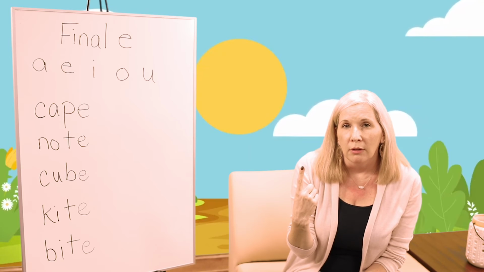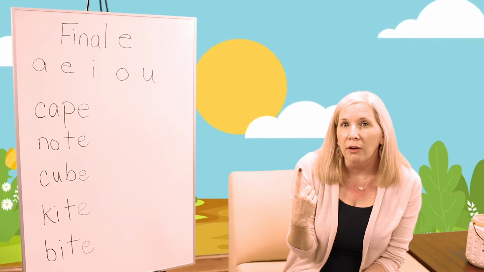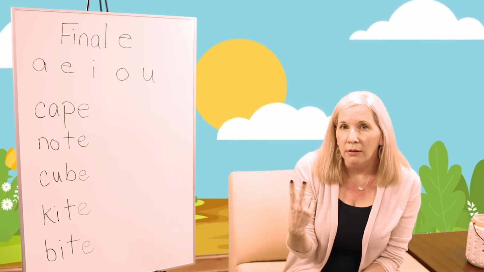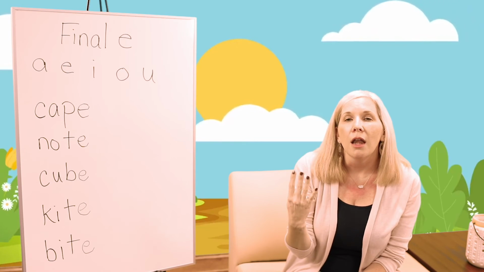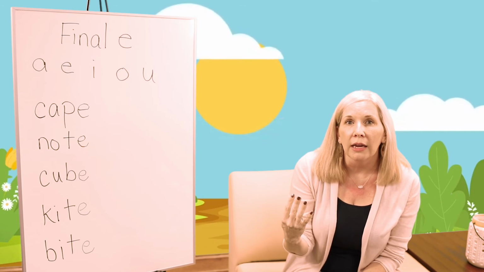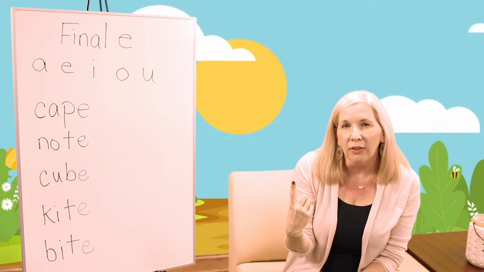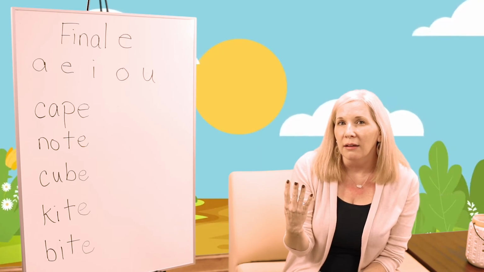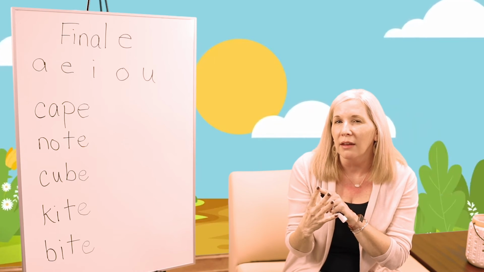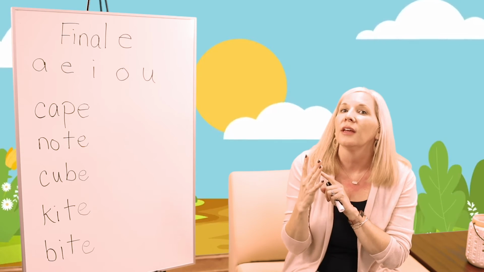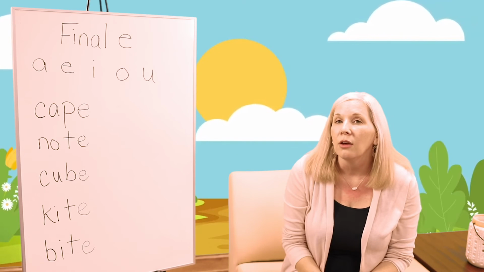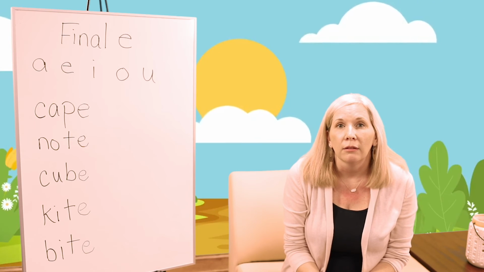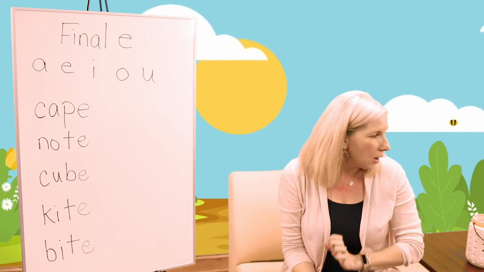Sh. That's your SH digraph. I, n. Shrine. So we should have SH, R, I, N, and think about what letter you're going to add at the end to make sure that that I says its name. So don't forget your final E. And we need to try one more.